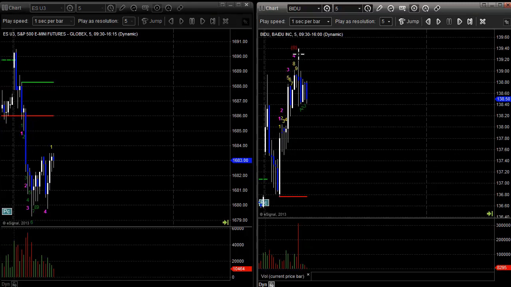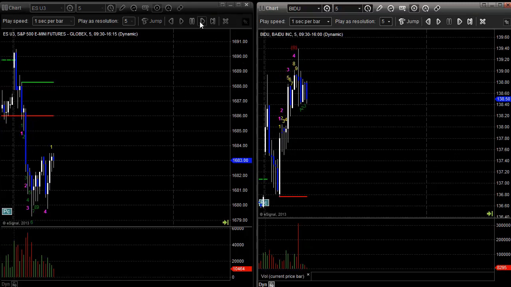BIDU has, and in fact, in this move right here, BIDU got as high as 139.40. Remember, it's 139.85. That's our trigger. So we're still watching BIDU at this point in time, and it's going to be a lot more interesting to us if the futures start to show some strength, and we have some more complicated tools for measuring that.